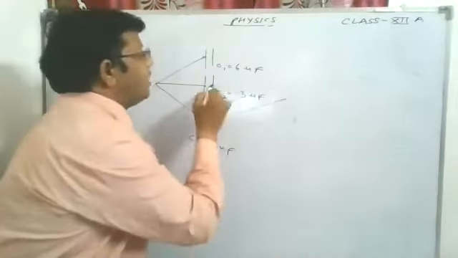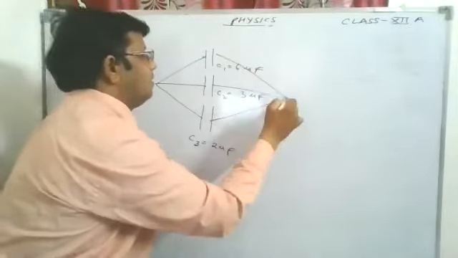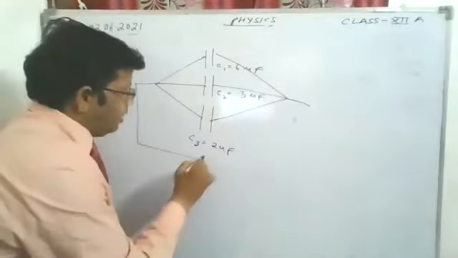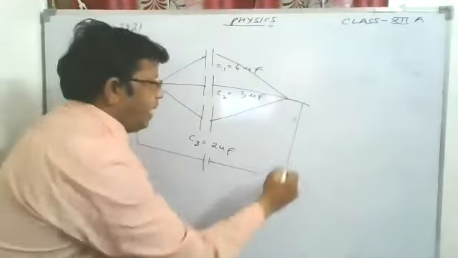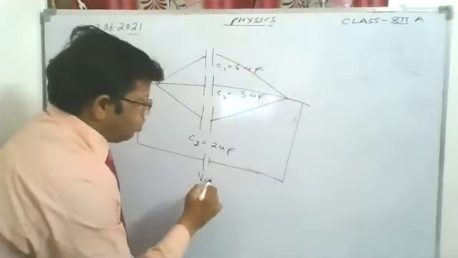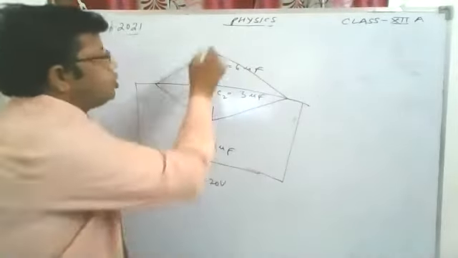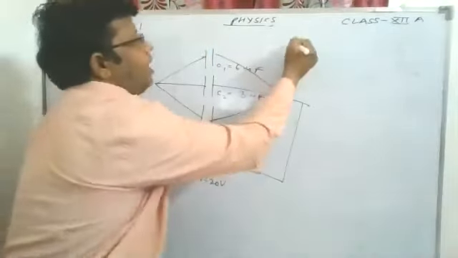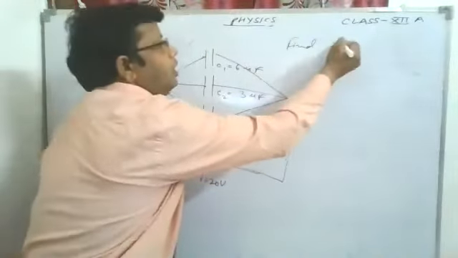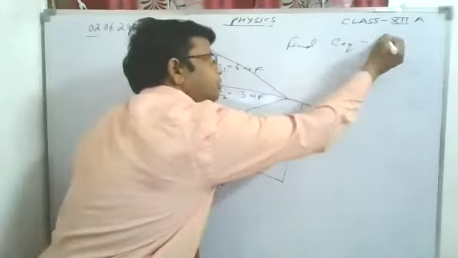Now what is the equivalent capacitance? And the voltage of the battery is the same. V is equal to 20 volts. What is the C equivalent? Since all are connected in parallel, find the equivalent capacitance. This is the question.